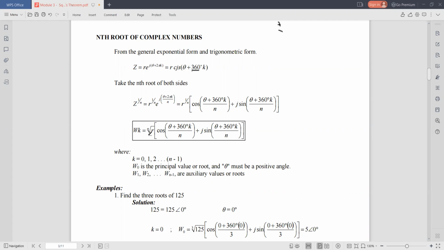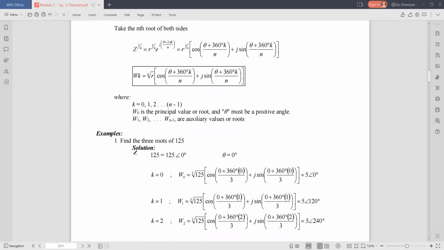Okay, so we have now your W sub 0, your principal value. And then your W sub 1, it depends kung ilang root siya. Okay, pero yung principal value mo or root mo or yung square root mo is your W sub 0 or it's just W. Okay, that is multiplied by k. That is your nth root, no? So tingnan natin an example.